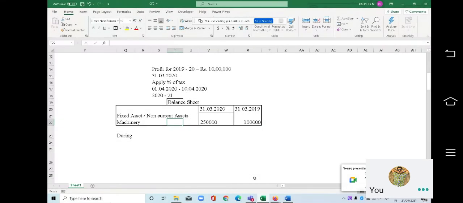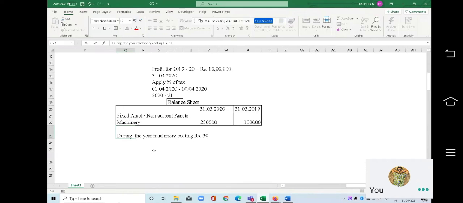Now, it is given as a statement that during the year, machinery costing rupees 30,000 was sold for rupees 28,000. Like this, a small instance, a balance sheet is given.